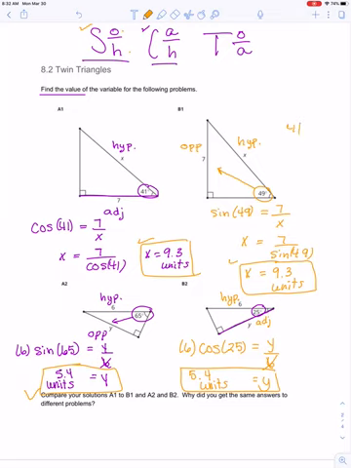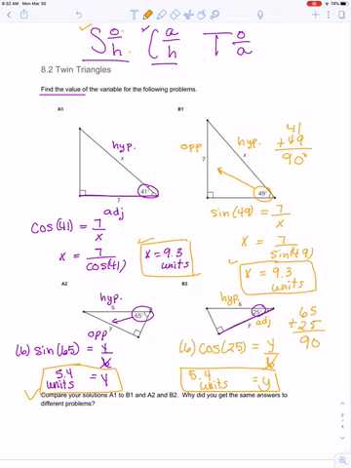41 plus 49. Let's add that together. 41 plus 49, we're going to get 90 degrees. And then let's look at A2, B2. 65 plus 25. We're also getting 90 degrees.